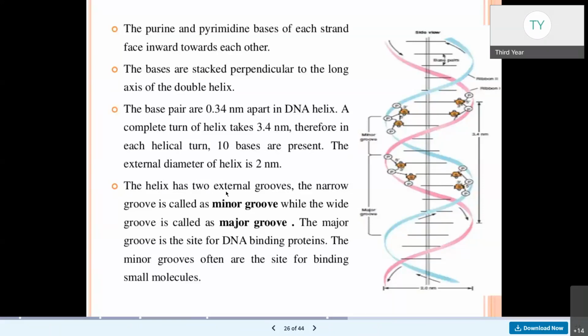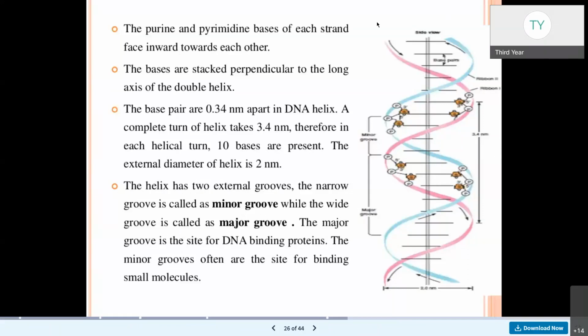So the helix, and another property is that the helix has two external grooves, this is the major groove and this is the minor groove. The narrow groove is called the minor groove, while the wide groove is called the major groove. The major groove is the site for DNA binding protein. So DNA binding protein can bind to this major groove.